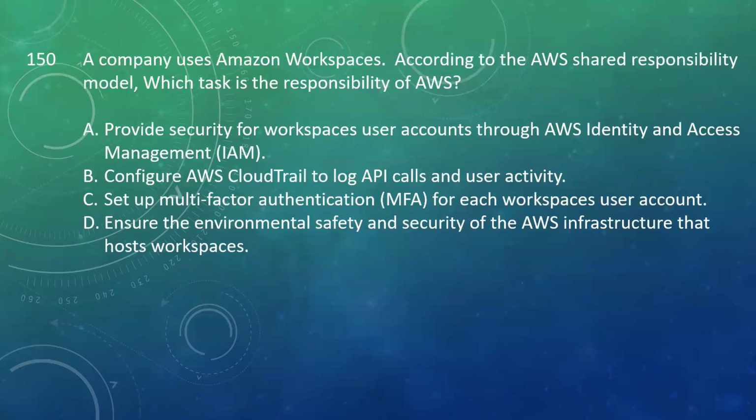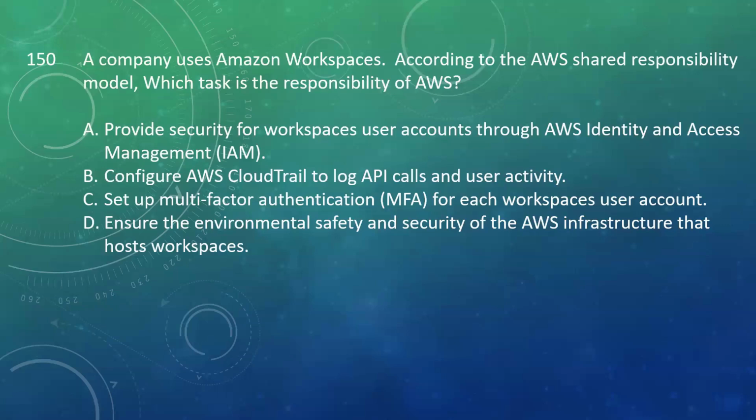Let's look at the next question of the series. A company uses Amazon WorkSpaces. According to the AWS shared responsibility model, which task is the responsibility of AWS? Your options are: provide security for WorkSpaces user accounts through AWS Identity and Access Management, IAM; configure AWS CloudTrail to log API calls and user activity; set up multi-factor authentication for each WorkSpaces user account; ensure the environmental safety and security of the AWS infrastructure that hosts WorkSpaces.